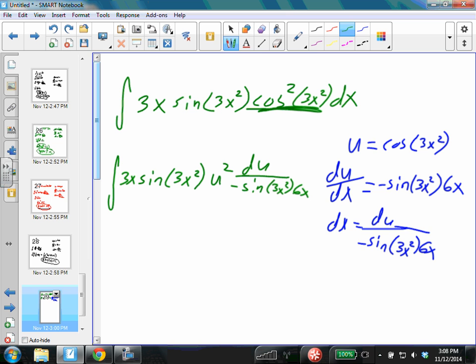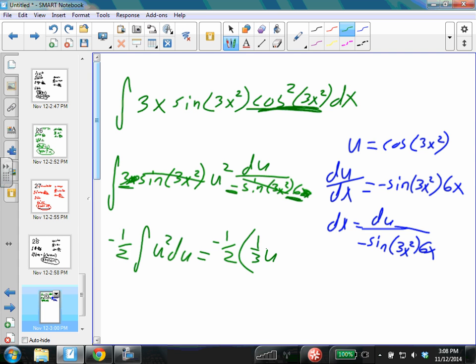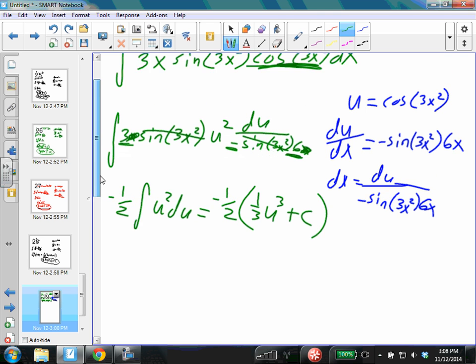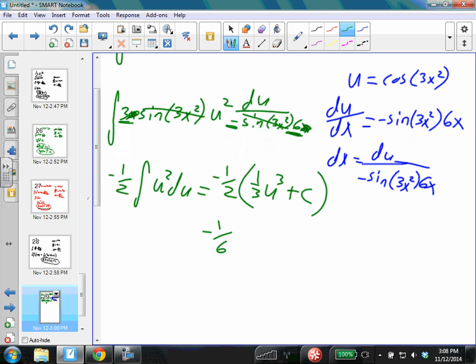Because we picked a better u, the sine of 3x squared cancels out, and my x's cancel out all in one step. Now on the bottom I have a negative 6 and this 3 on top, so I can pull out a negative 1/2 because it was 3 over 6 u squared du. So negative 1/2 u squared du. Now it's negative 1/2 times 1/3 u cubed plus C. So that is negative 1/6.